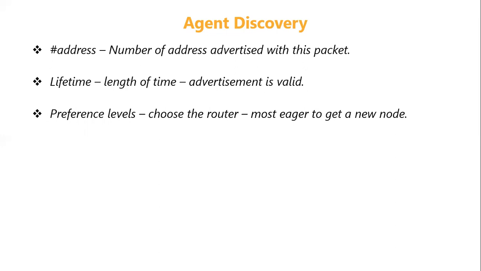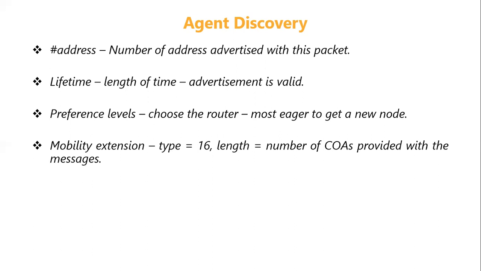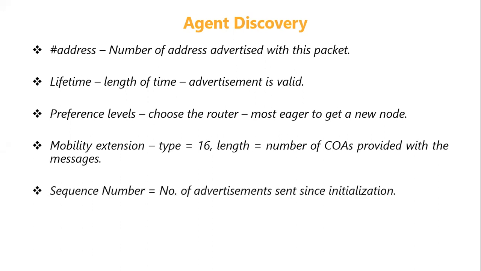The difference compared with ICMP advertisement is what happens after the router addresses. The lower part of the message contains an extension for mobility, and it has the field type, which is set to 16. And the length field depends on the number of COAs provided with the message.